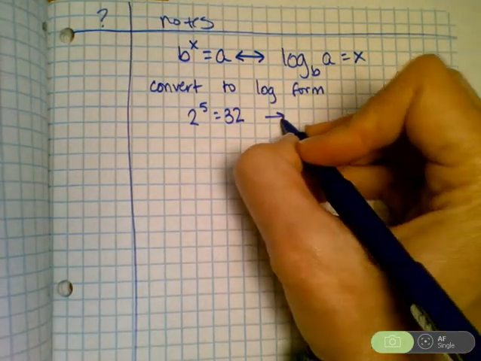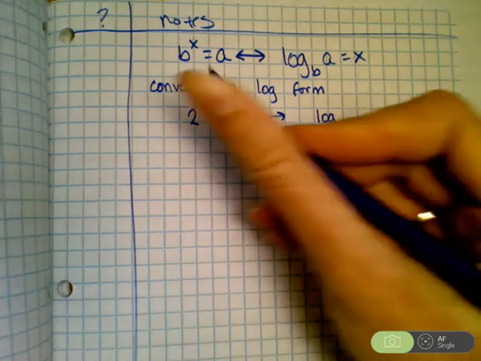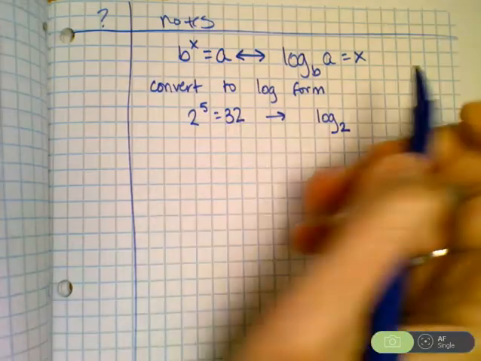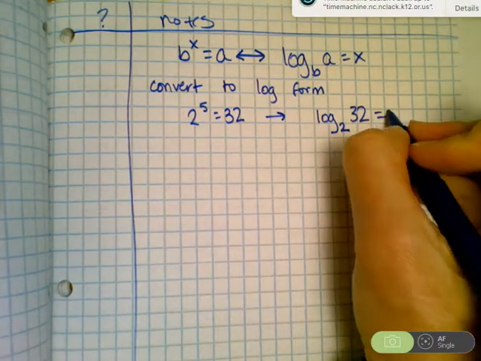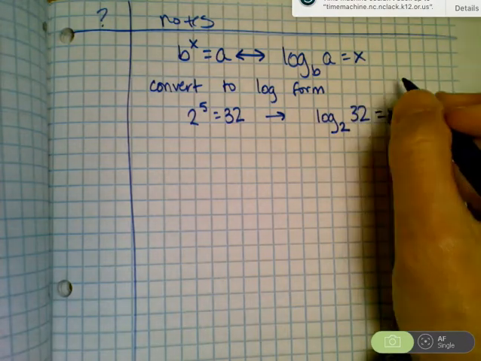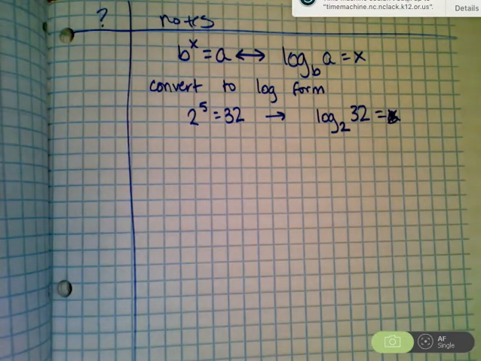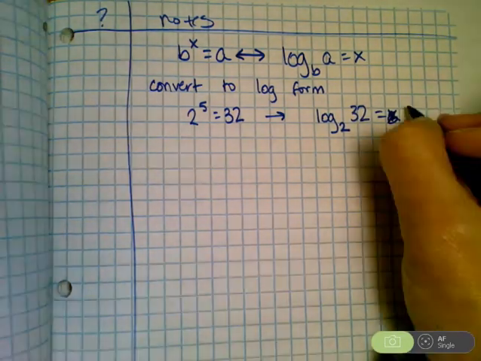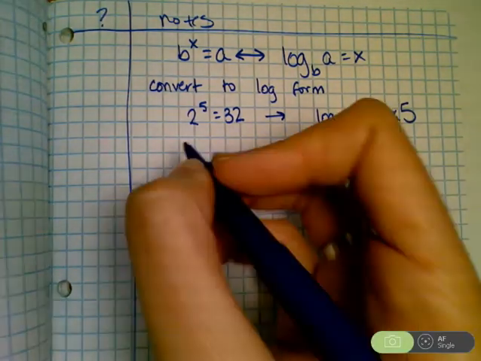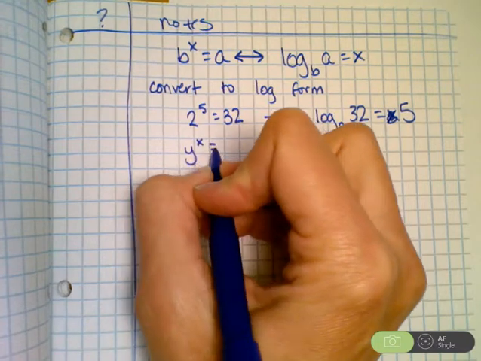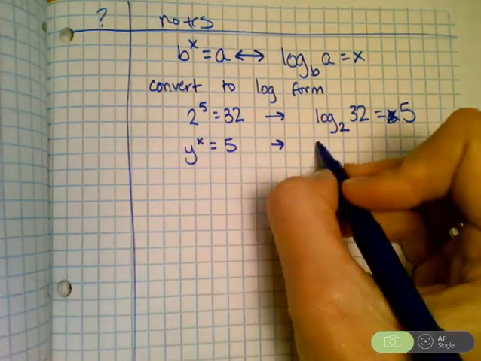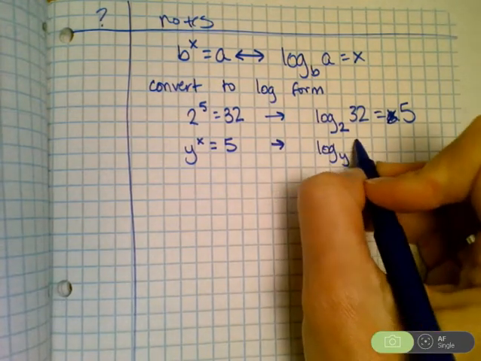And the log form of that would be log, the b is 2, the a is 32, equals, whoops, I don't know why I put an x there. I put an x there because there was an x there, but it should be a 5. So log base 2 of 32 equals 5. Similarly, if you had y to the x equals 5, to rewrite that, you would write log base y of 5 equals x.